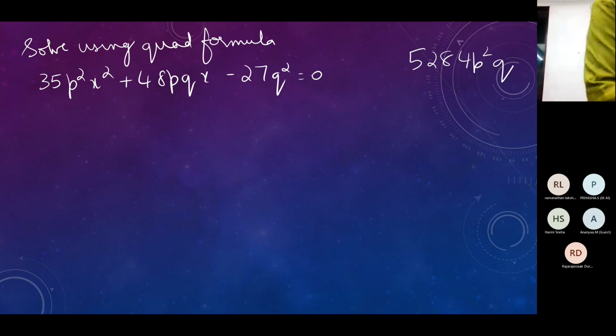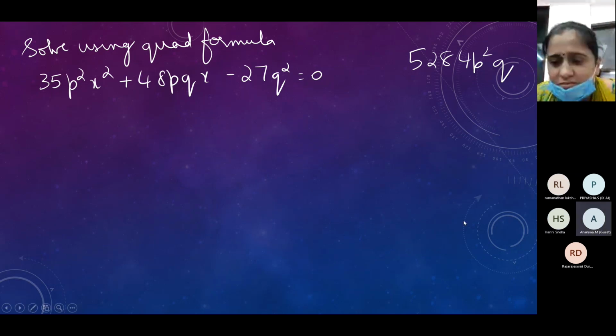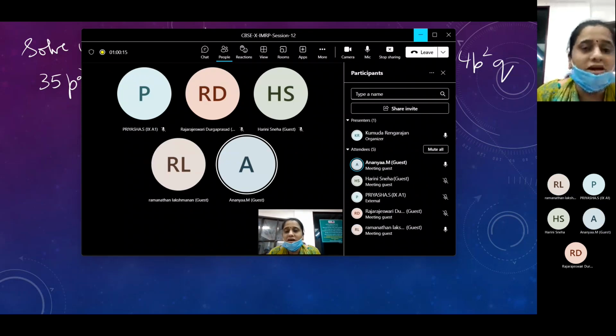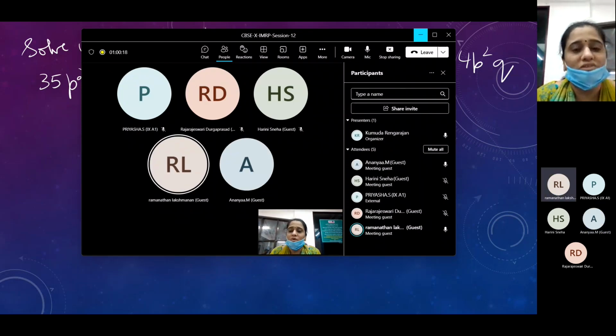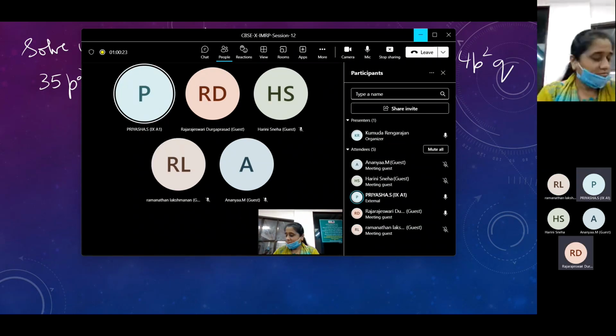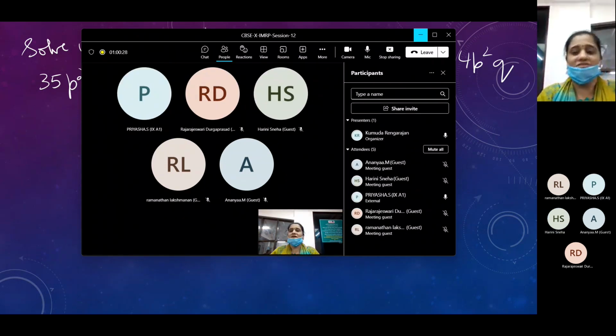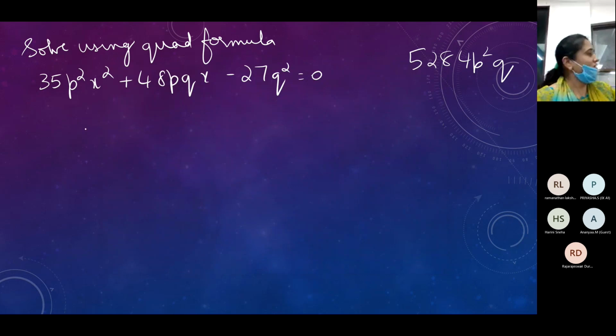Yes, what's the expression for D? Online students? 6084 P square Q square. Yeah, correct. Priyasha, Rajeshwari, others? The root of D is 78 PQ. Yeah, correct. Square root of D is 78 PQ. Right. Good, good. Proceed. You found your mistake, Shreyas?